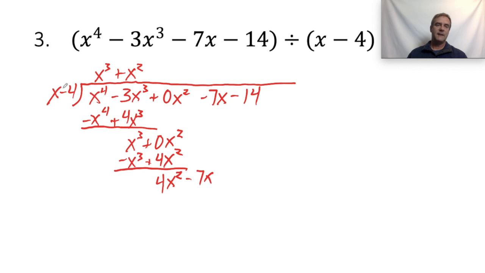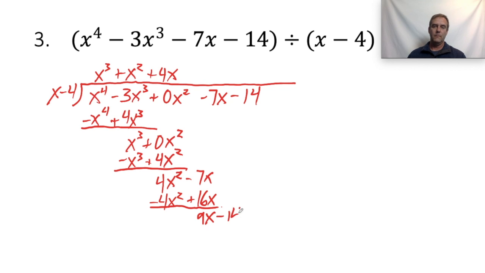What times x would give me 4x squared? That's going to be 4x. 4x times x makes 4x squared. 4x times negative 4 makes negative 16x. But remember, change the signs. Then draw the big bar. 4x squared minus 4x squared goes away. Negative 7x and 16x, I believe, leaves me with 9x.